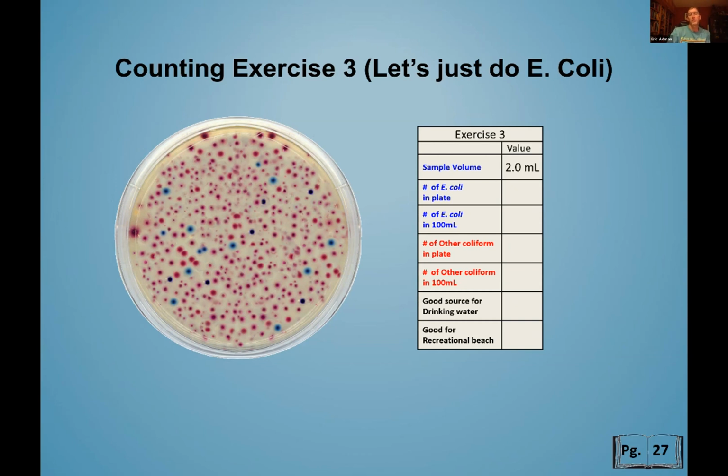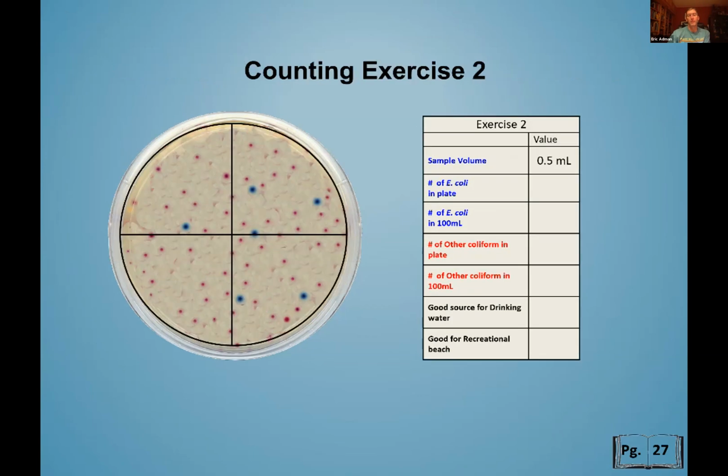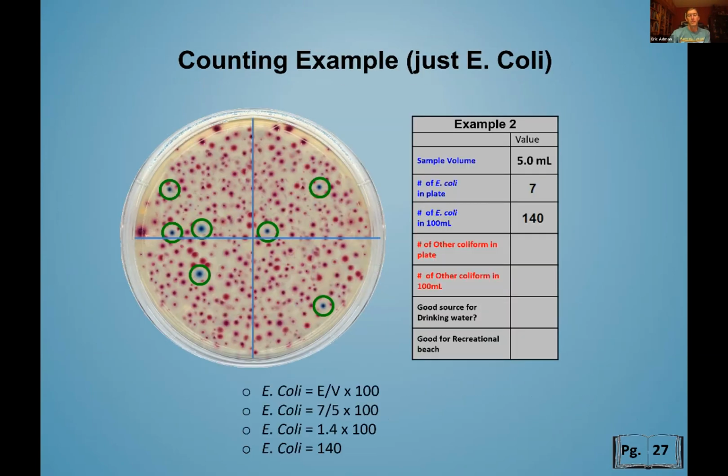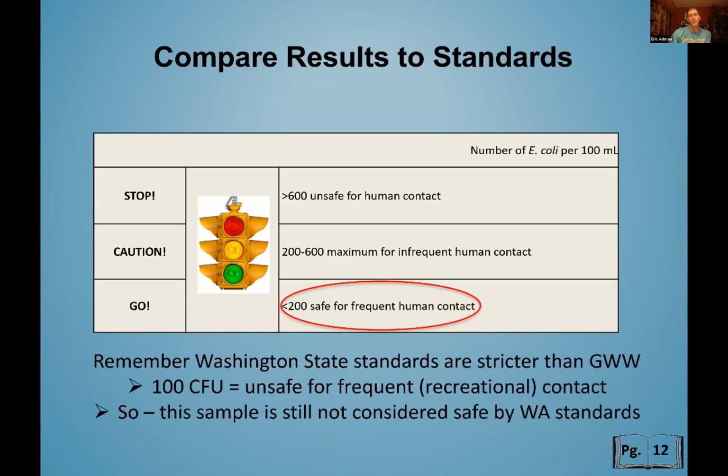So that's basically how you do this. You count your colonies, and then you do the math according to the formula. The E. coli count equals your E. coli colonies divided by the volume, times 100. And you go through that math process, and that's how you come up with your count for CFU.